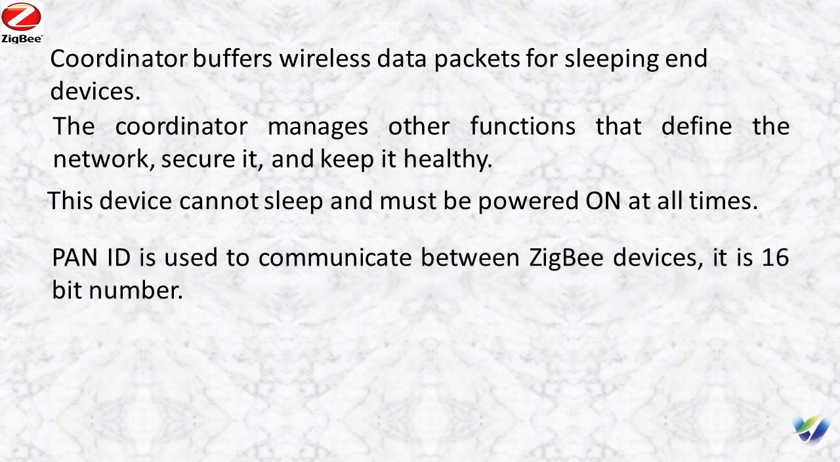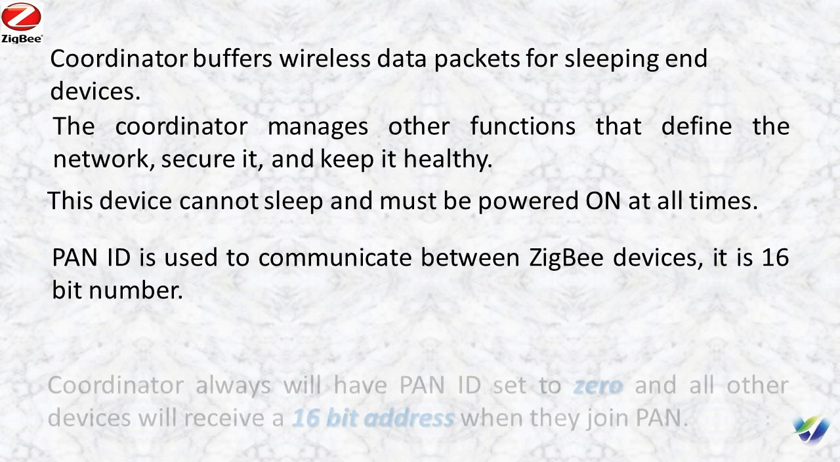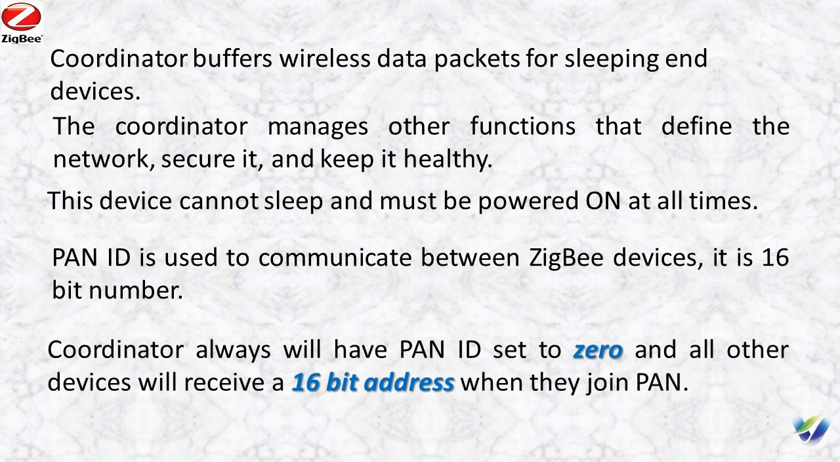PAN ID is used to communicate between ZigBee devices. It is a 16-bit number. Coordinator always will have PAN ID set to 0 and all other devices will receive a 16-bit address when they join the PAN.